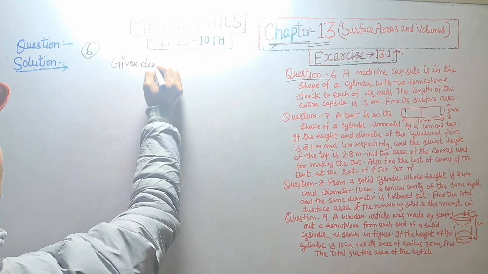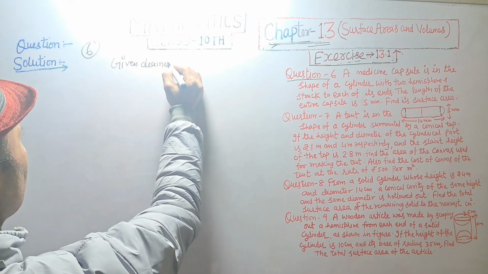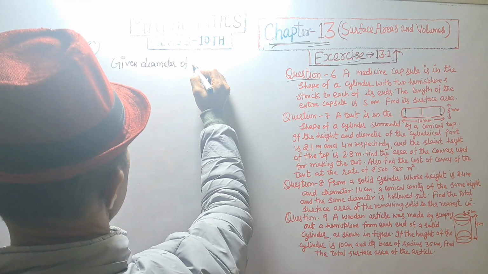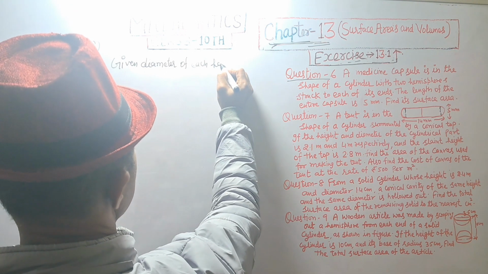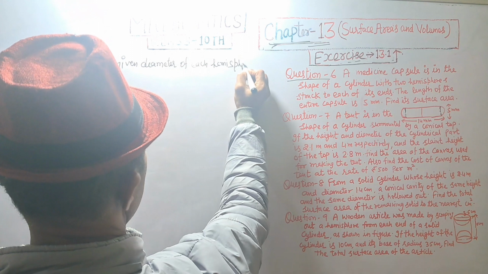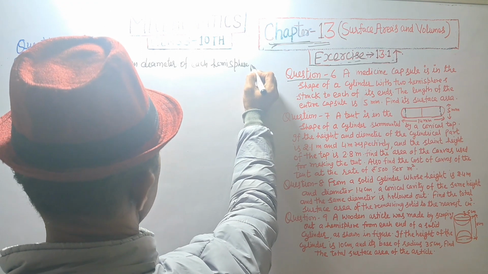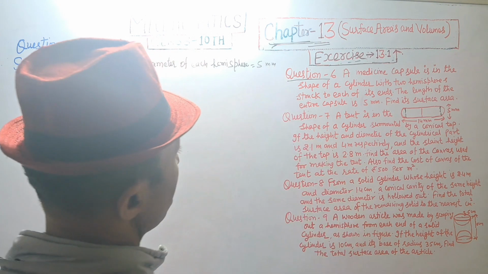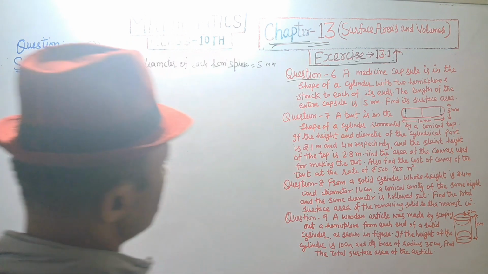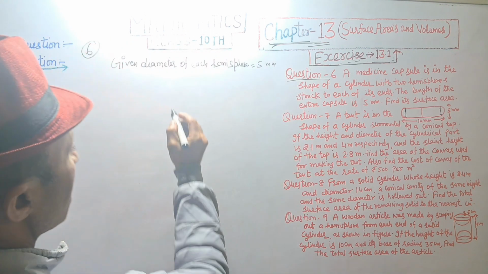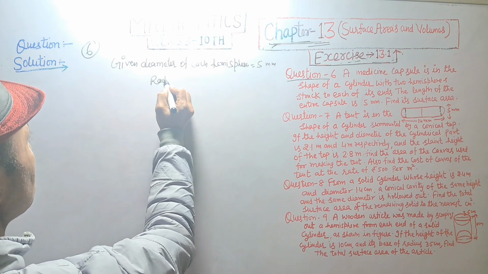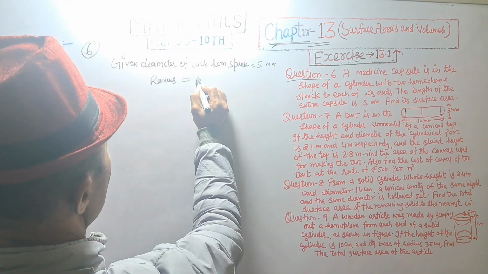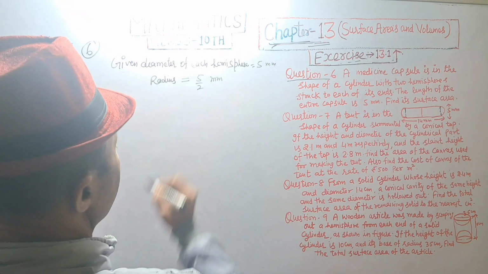Given: diameter of each hemisphere is equal to 5 mm, so radius is equal to 5/2 millimeter.